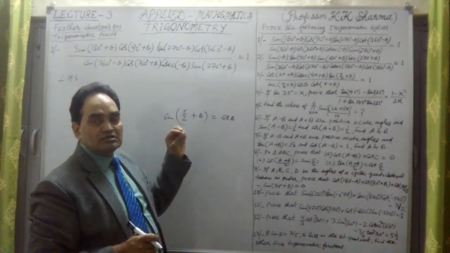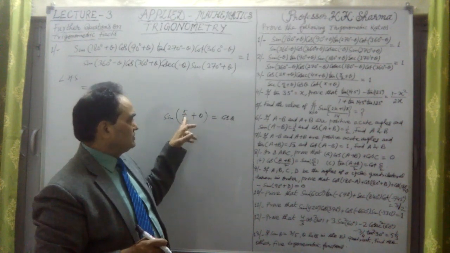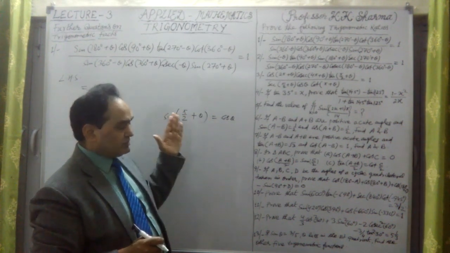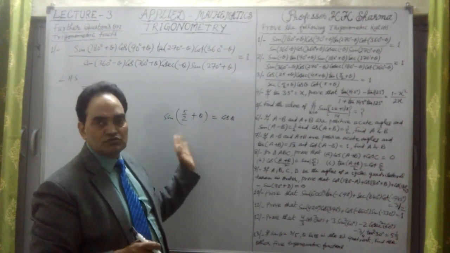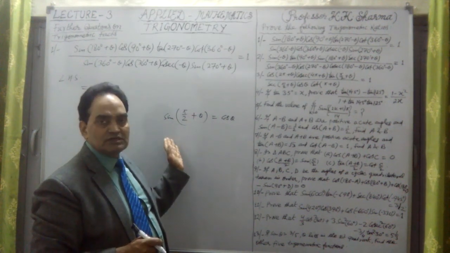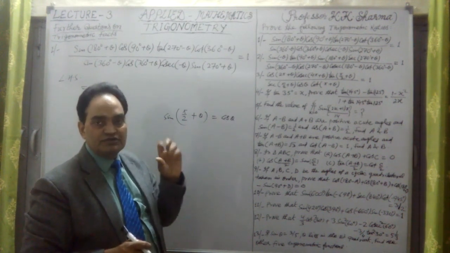270 degree is 90 into 3. Pi by 2 is 90 degree, and into 3, so 3 pi by 2 is 270. A multiple of 90 degree will give us sine to cos, cos to sine, tan to cot, cot to tan, and sec to cosec, cosec to sec. This is the process in the case of an odd multiple of 90 degree.